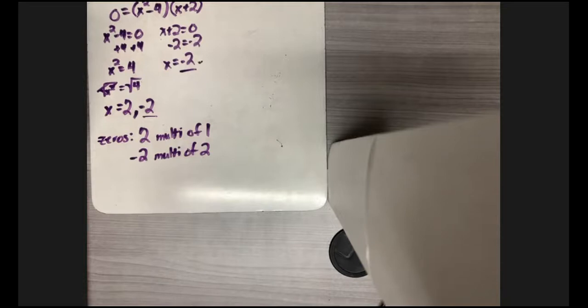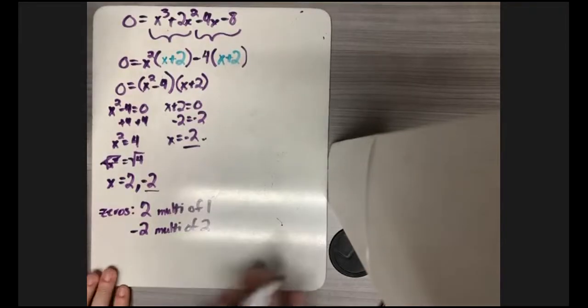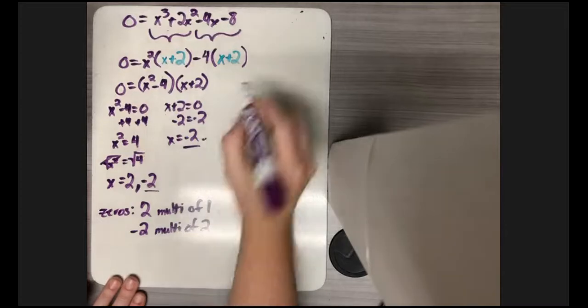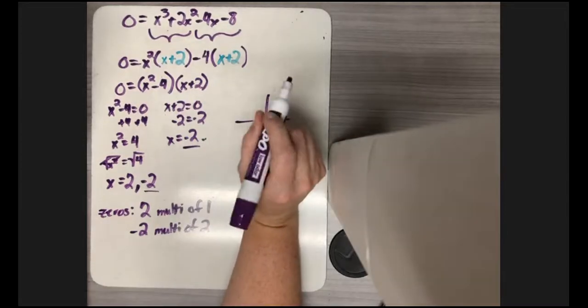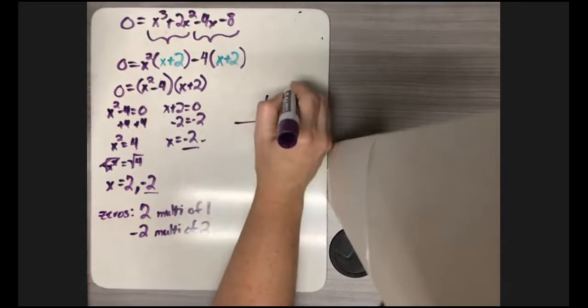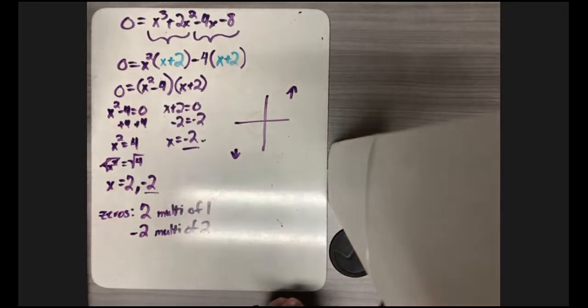Now let's talk about how this would help us with our graph, okay? So we kind of have to tack on stuff. So behavior-wise, I've got an x cubed as my biggest thing. So that is an odd power, so I know it's going to act like a line. It is positive, so it's going to act like an uphill line. So I've got this end up and this end down, okay?